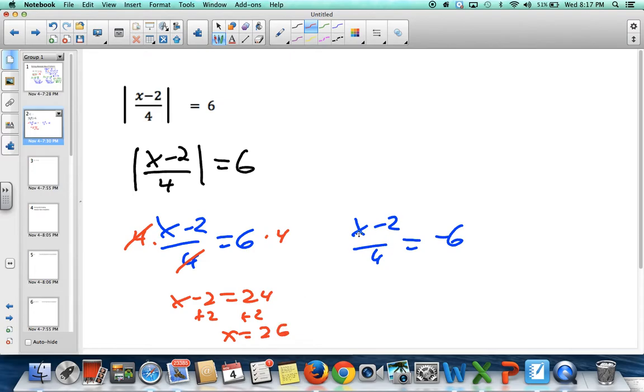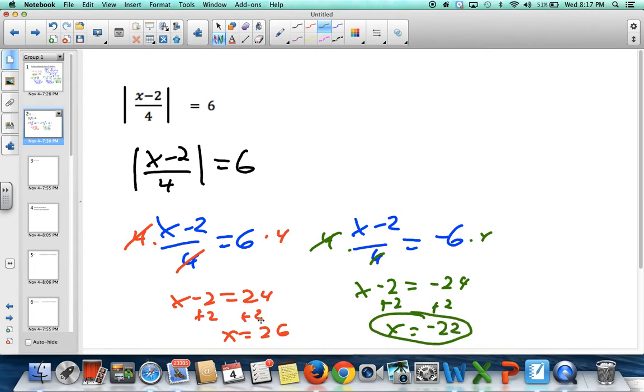Over on this side, I'll do the same thing. I'm going to multiply both sides by 4, and these are going to cancel. I'm going to have x minus 2 equals negative 24. So now when I add 2, I get x equals negative 22. So those are two answers that we need to check to see if they work. We'll check 26 first.